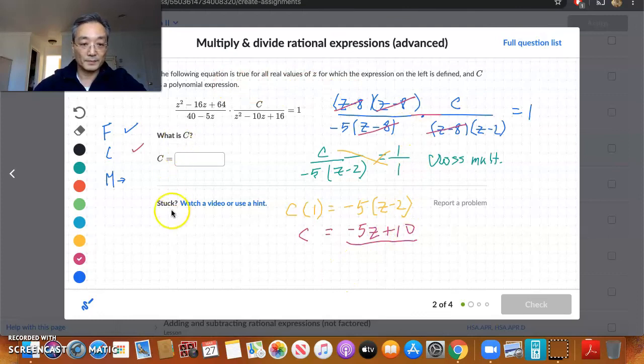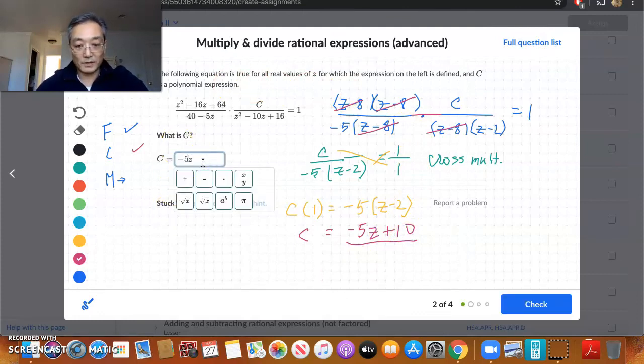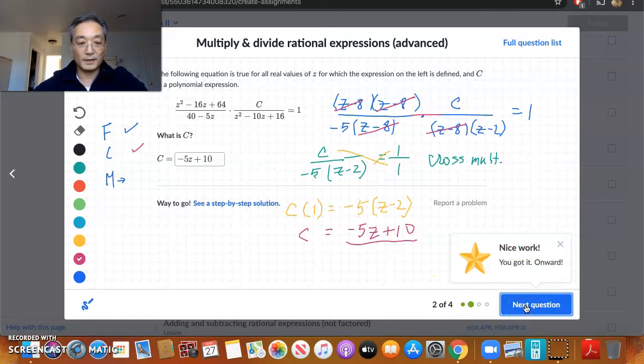Let's try putting it in. So negative 5z plus 10. And that is correct.